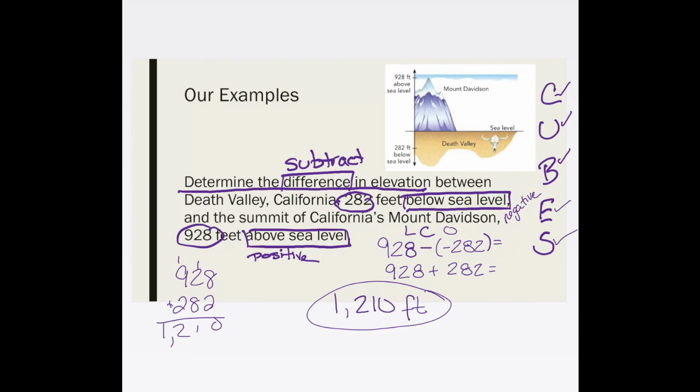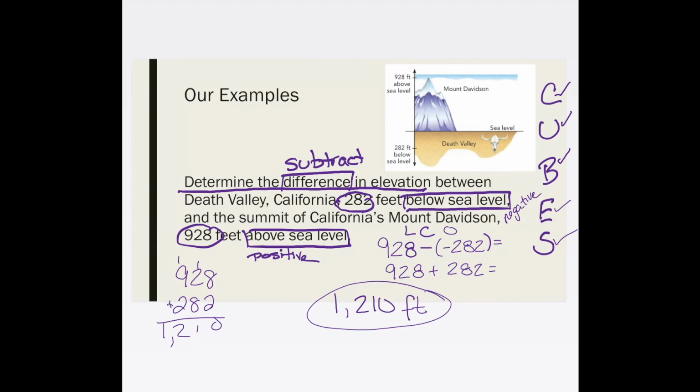I underline the question. Here, the question's in kind of a different place, right? It's telling us what to do in the first sentence. Determine the difference in elevation. So that's what's underlined. Now, I box the keywords. Difference is what tells us to subtract. Below sea level tells us the value is negative, and above sea level tells us that value is positive.